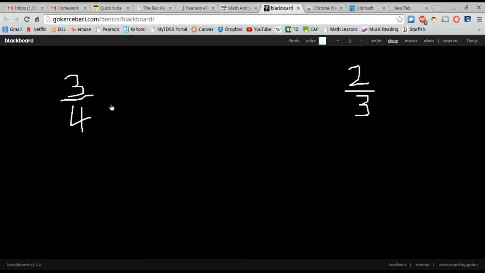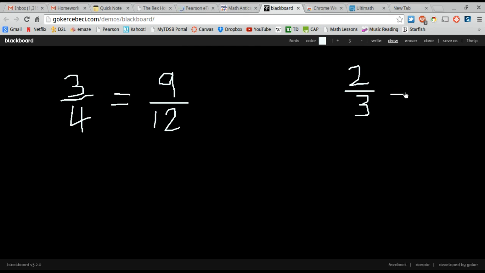So this one, I'll put an equal sign, is the same thing as saying, if I just make it over 12, 4 times 3 makes 12, 3 times 3 makes 9. So now I've made it 9/12. It's the same fraction, we've just converted to twelfths.